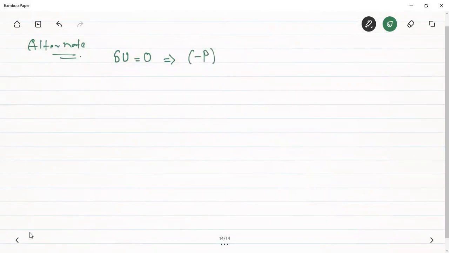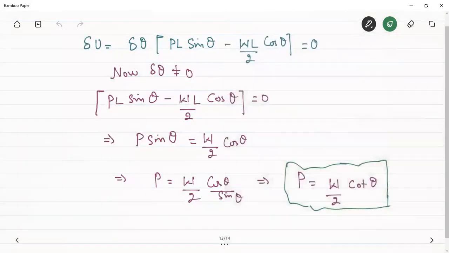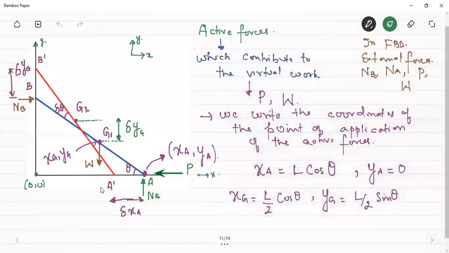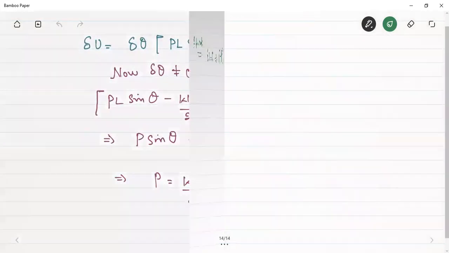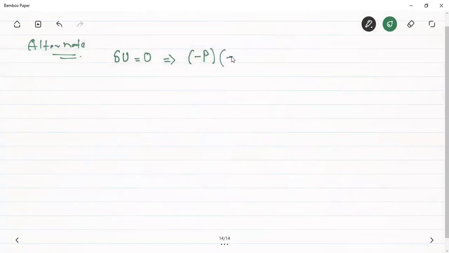And delta xa. Okay, what is the delta xa that I had got? I had got that delta xa is equal to minus L sine theta del theta. So here in this case, I have to include this negative sign. Minus L sine theta. I have to introduce a negative sign here. Okay, so this will be the virtual work due to this force P.